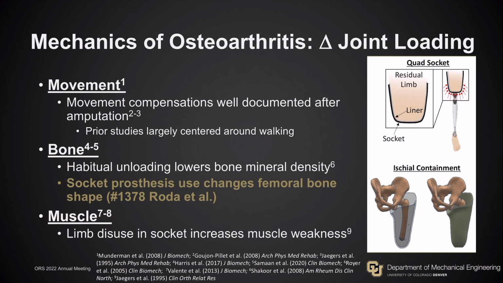And the final domain that's influenced is the muscle. Notably, amputated limb muscle weakness is highly prevalent in patients with transfemoral amputation due to limb disuse within the socket. Changes in all three of these biomechanical domains stem from the inability to load the amputated limb in its original fashion. And although socket designs have substantially improved over the last decade, it remains a challenge for many patients.